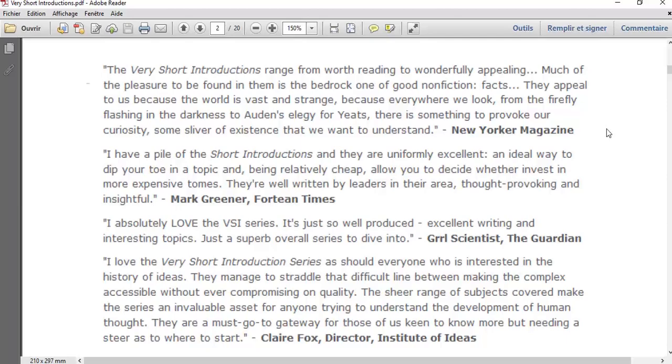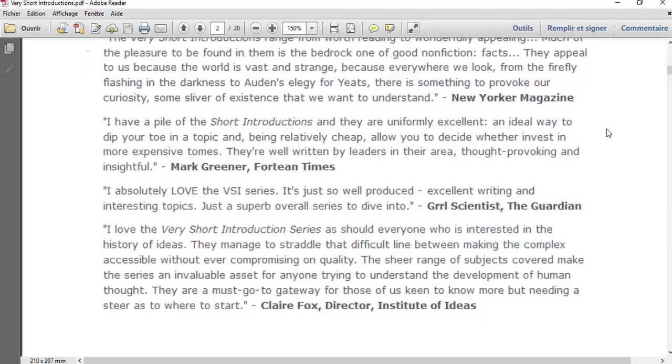Another quote, the second one, by Mark Greener in the Fortean Times: "I have a pile of the short introductions and they are uniformly excellent, an ideal way to dip your toe in a topic, and being relatively cheap, allow you to decide whether to invest in more expensive tomes."